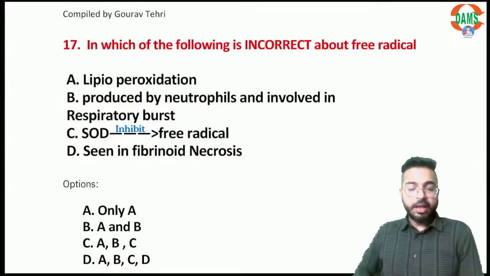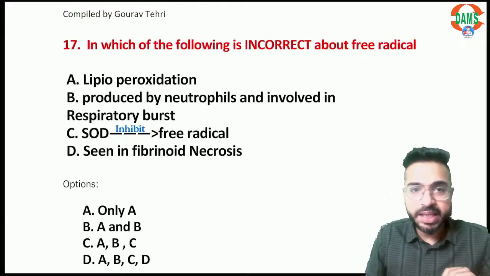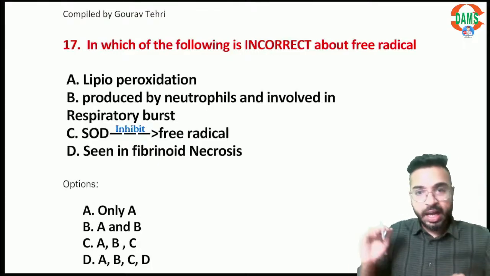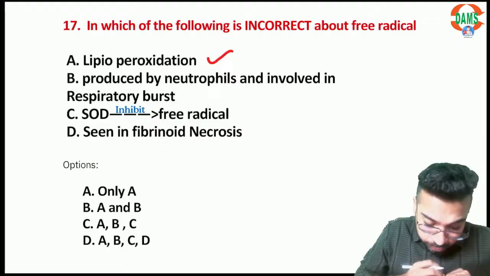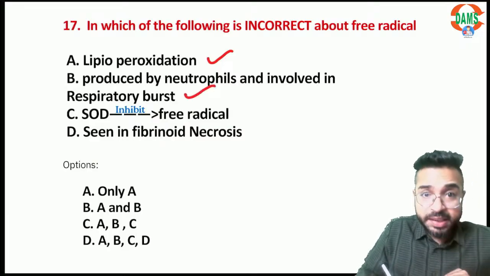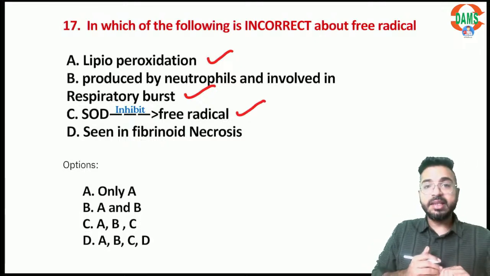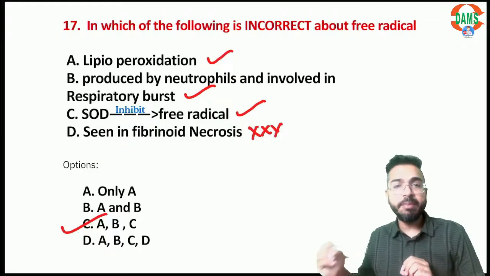Done. Now, which of the following is incorrect about free radicals? Lipid peroxidation, yes. Produced by neutrophils and involved in respiratory burst, yes. Superoxide dismutase inhibits free radicals, yes. Fibroid necrosis, nothing. So the answer will be A, B and C.